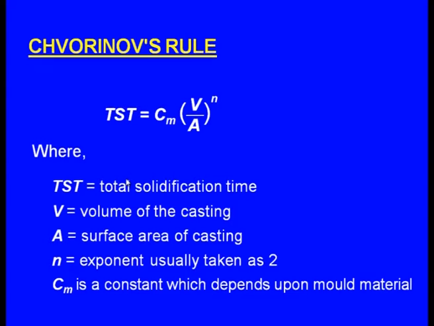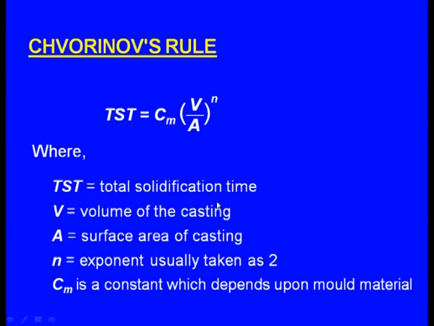Here, V means the volume of the casting, and A means the surface area of the casting. So, it applies to the casting. This also applies to the riser. If we apply this rule to the riser, TST means the total solidification time of the riser, V means the volume of the riser, A means the surface area of the riser, n is the exponent, and CM depends upon the molding materials.